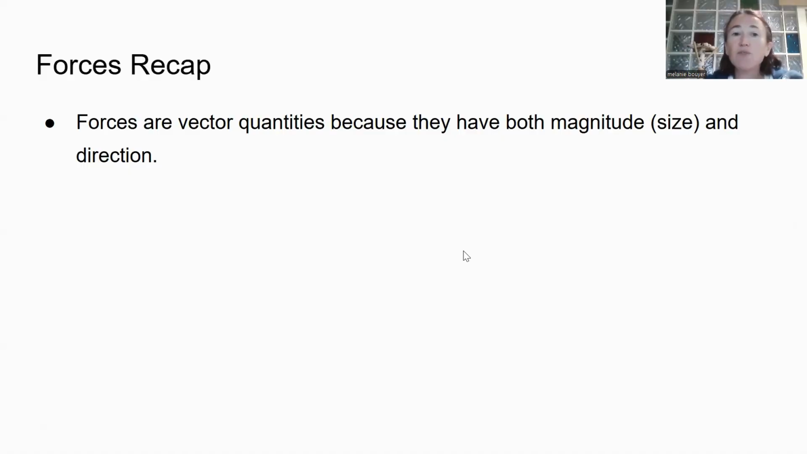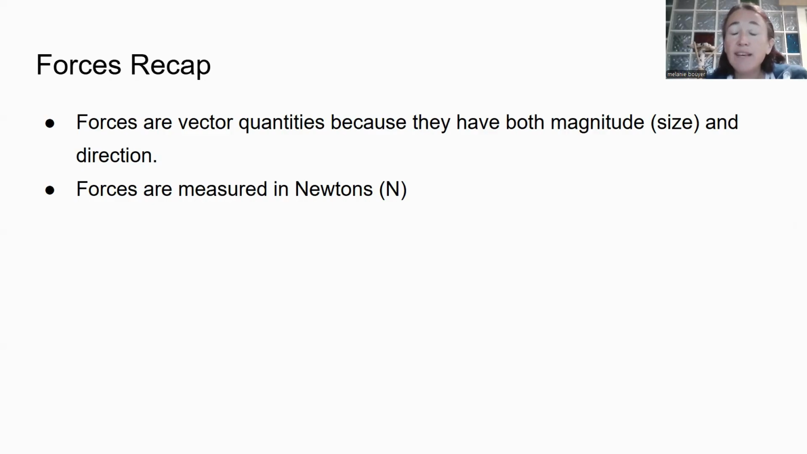We already know that forces are vector quantities, and a vector is simply something that has a magnitude and a direction, so a size and a direction. Forces are examples of vector quantities, as opposed to scalar. Forces are measured in newtons, and we abbreviate that with a capital N because it's named after someone. It's named after Isaac Newton.